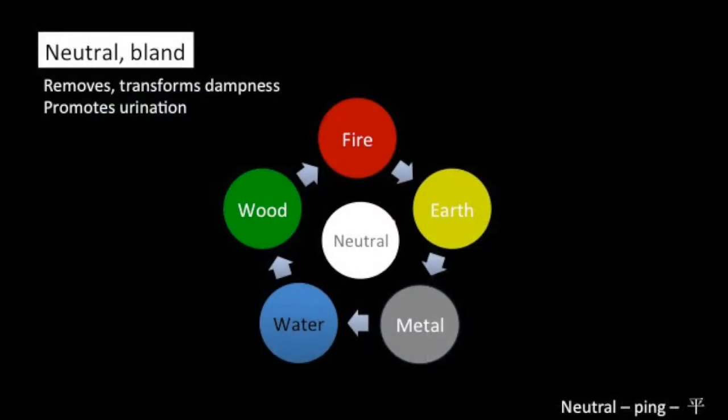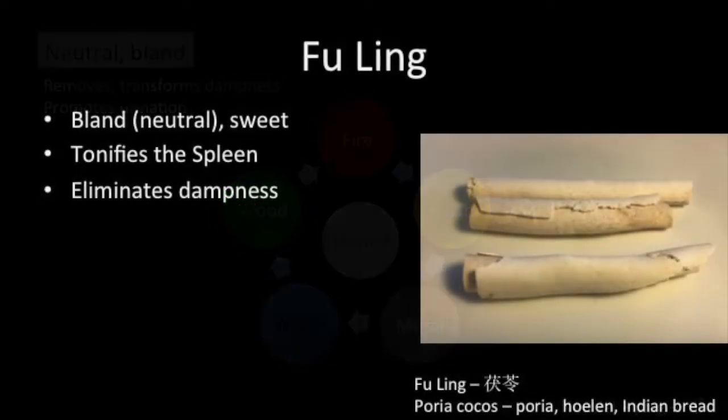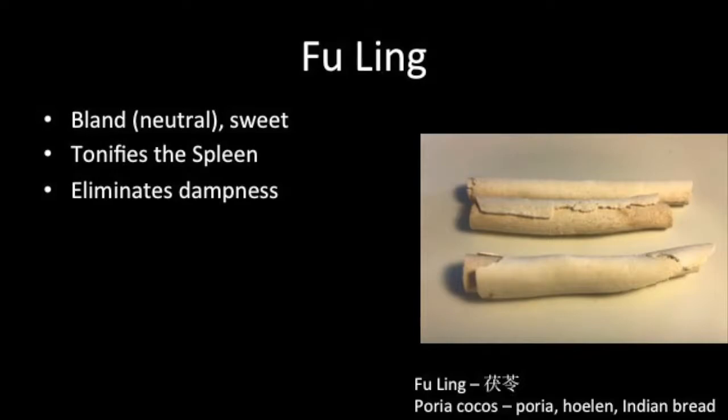Additionally, there is a bland or neutral flavor, which is associated with removal and transformation of dampness by encouraging urination. Fuling is a root fungus that is commonly added to formulas to eliminate dampness.